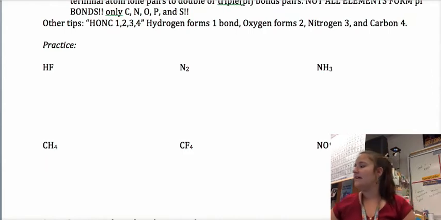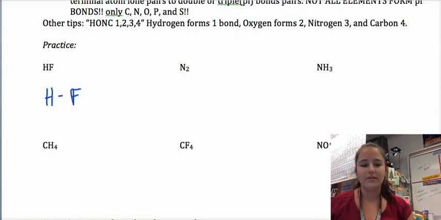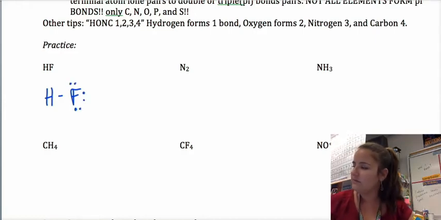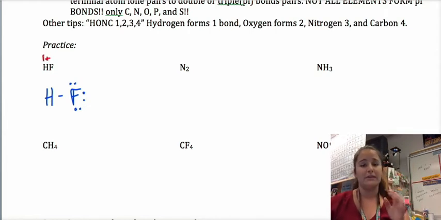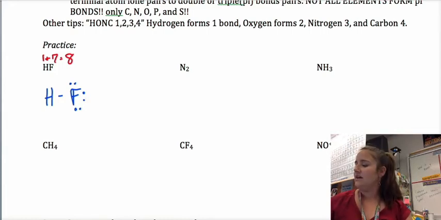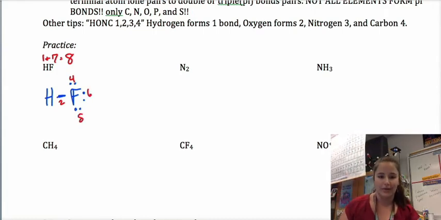We had already done HF, so I'm going to go ahead and write that. Hydrogen forms 1, fluorine has 7 valence electrons. And then you can always check the number of electrons. Hydrogen has 1 valence electron. Fluorine is in group 17, so it has 7, for a total of 8 electrons. In our model here, we have 2, 4, 6, 8 total electrons.